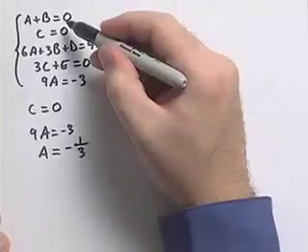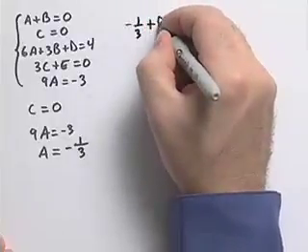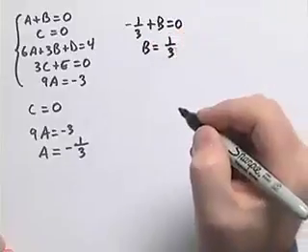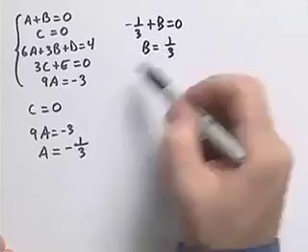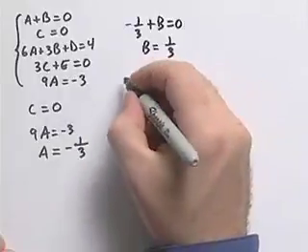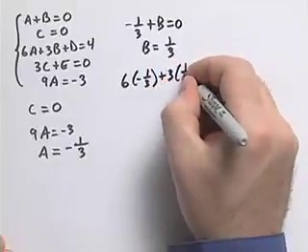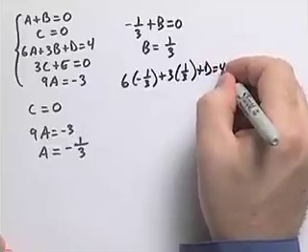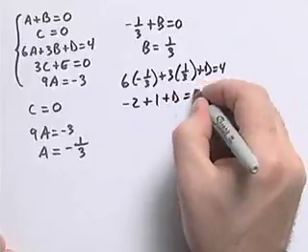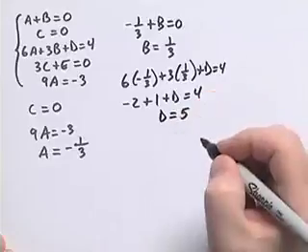Since we know what A is, we can plug that into our first equation to solve for B. So we're going to get negative 1/3 plus B equals 0. That tells us that B has to equal positive 1/3. And now we know A and B, so we can plug both of those values into our third equation to find out what D is. So we'll have 6 times negative 1/3 plus 3 times 1/3 plus D equals 4. Here we'll get negative 2 plus 1 plus D equals 4. So it'll give us a negative 1. If we bring that over, D is equal to 5.